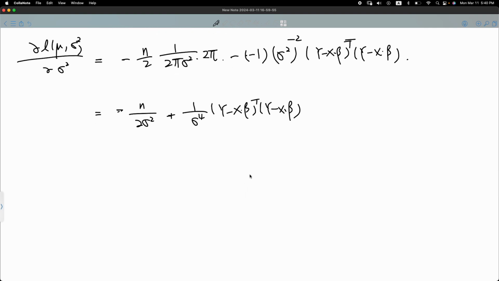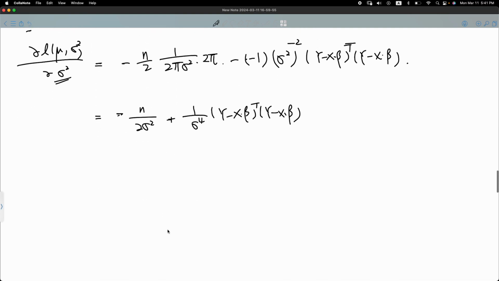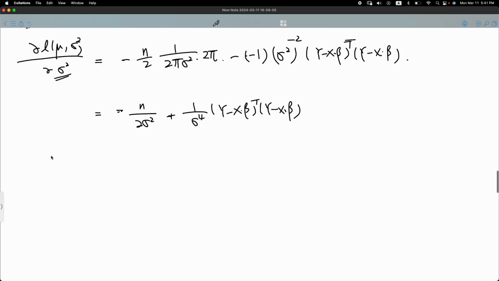Just as an intermediate summary, we're working on the 2-2 entry for our Fisher information matrix. We're just taking the first order derivative with respect to sigma square, and then we end up with that. It might feel a little bit tedious, but bear with me because this is just some algebra.